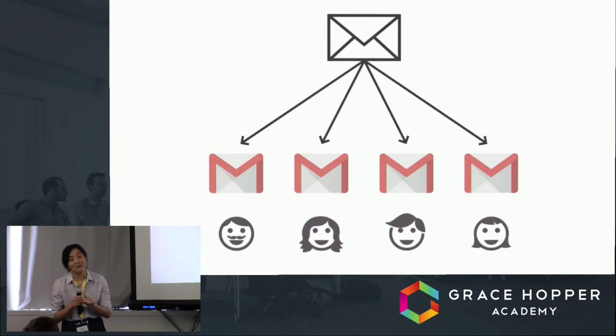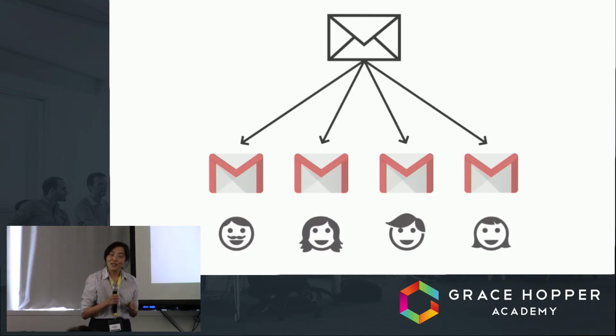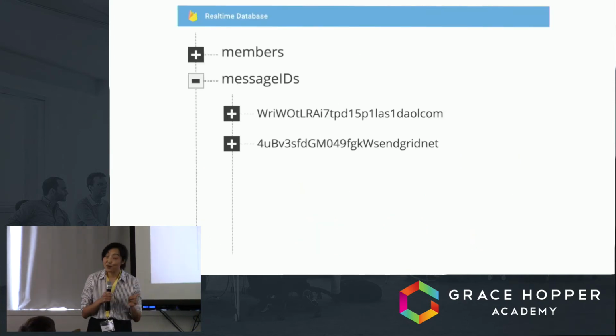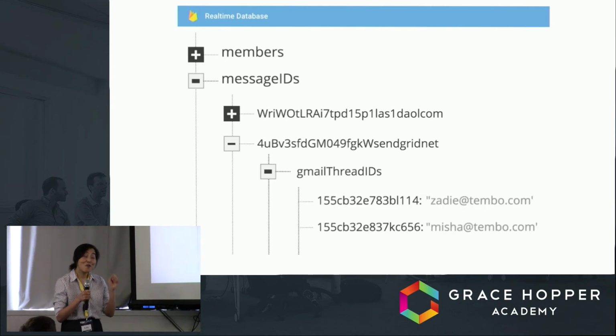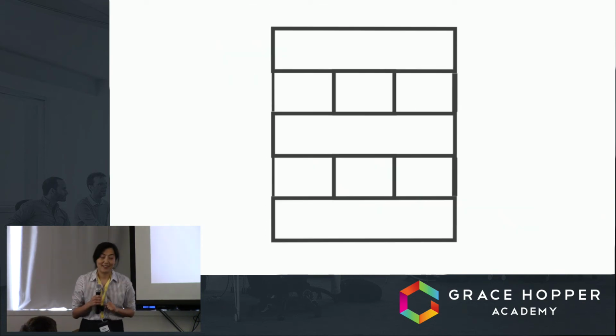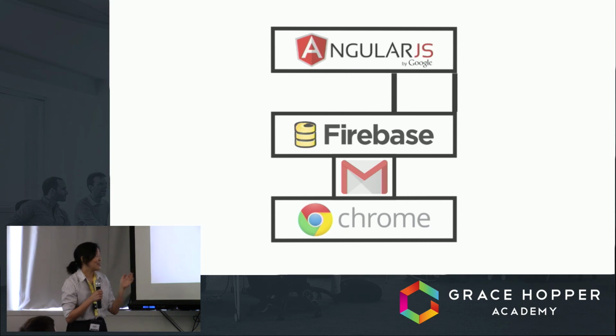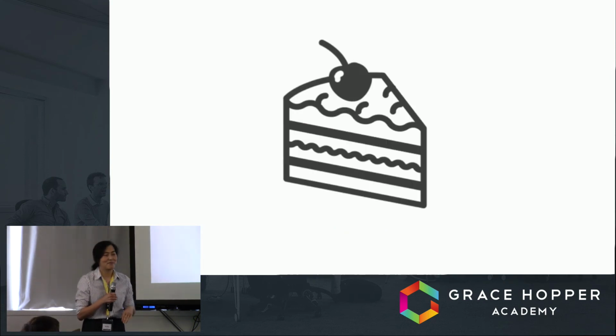But that's not all, because it turns out that even when teammates receive the same email, Gmail assigns different IDs to those emails for different users. So we had to make more asynchronous calls to get those corresponding Gmail thread IDs for every user and connect them all in Firebase. Not a problem, right? We love playing Jenga with Chrome, Gmail, Firebase, Angular, and Inbox SDK. Piece of cake, right?